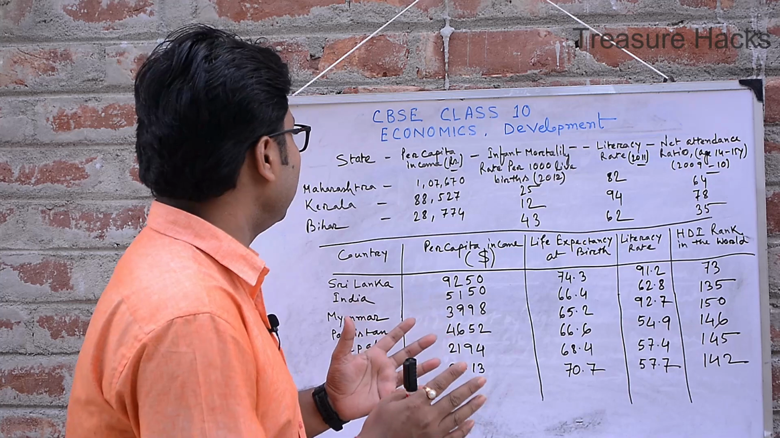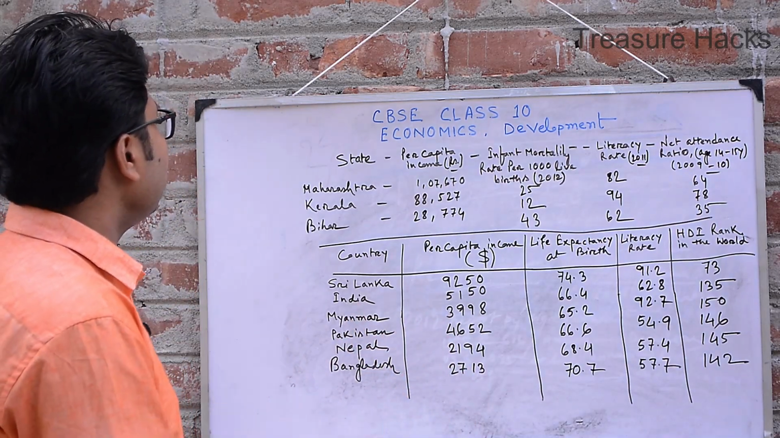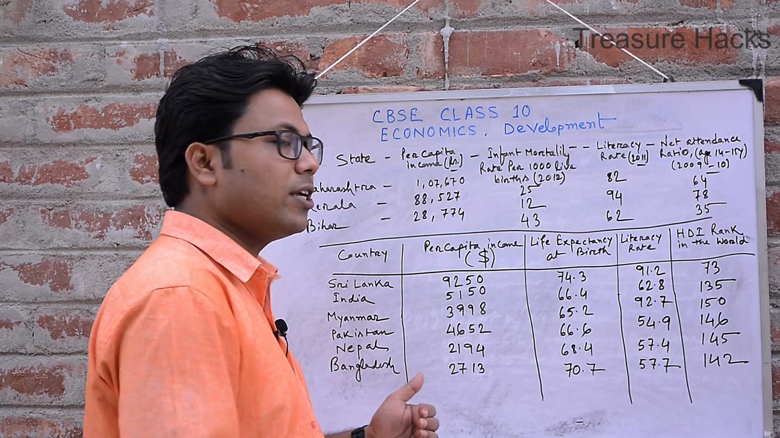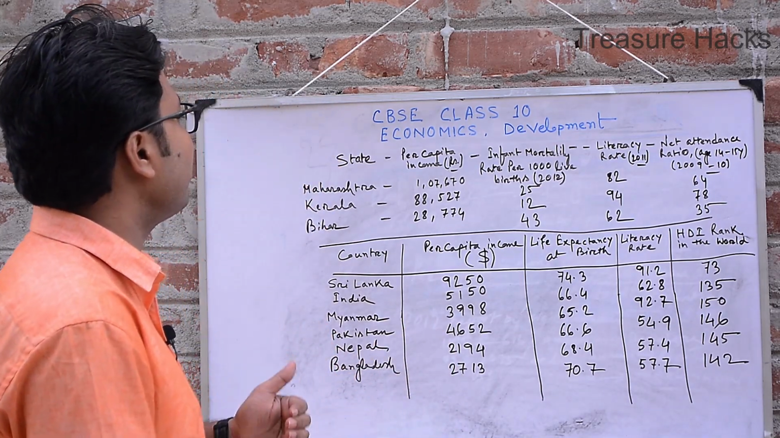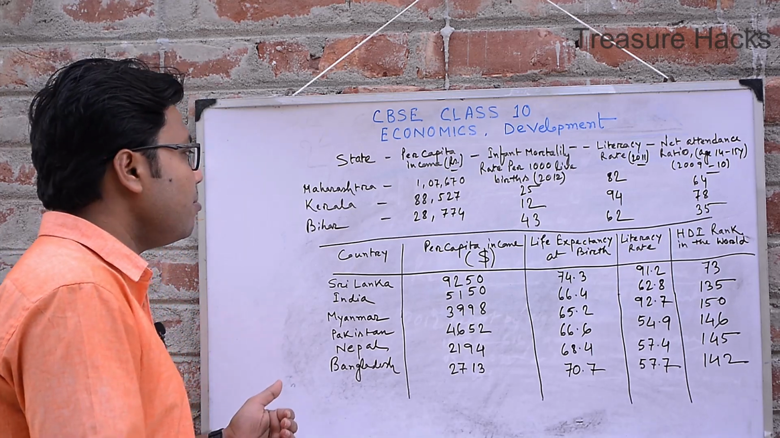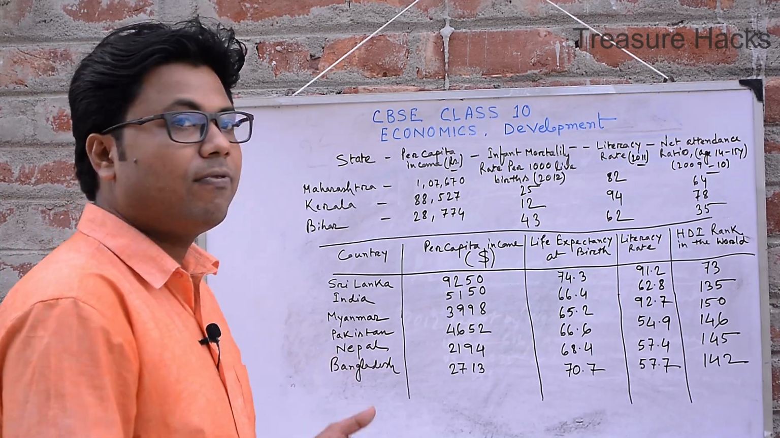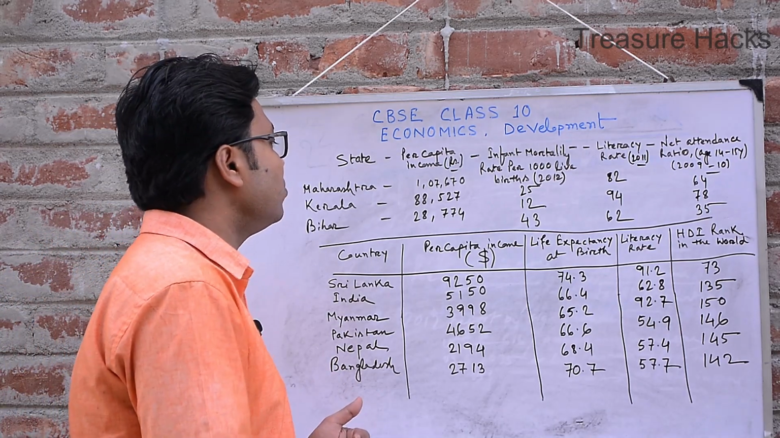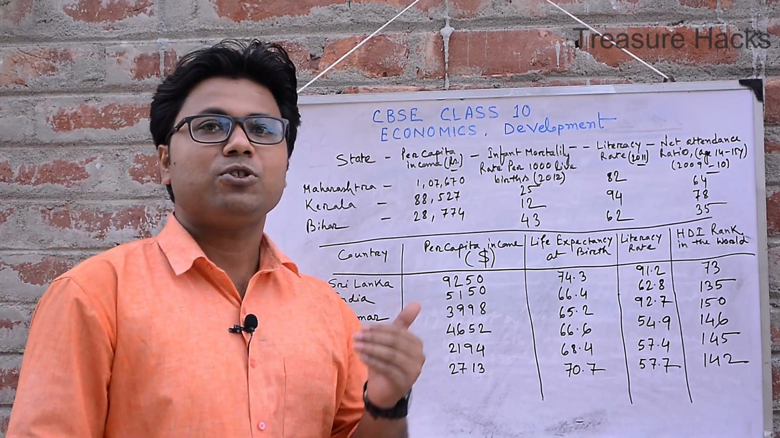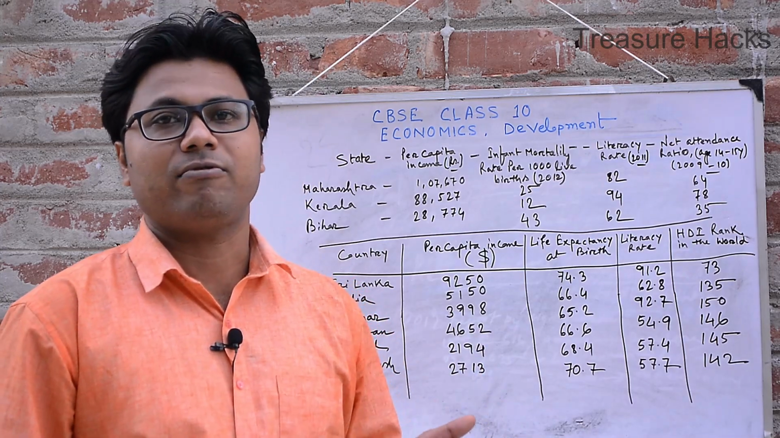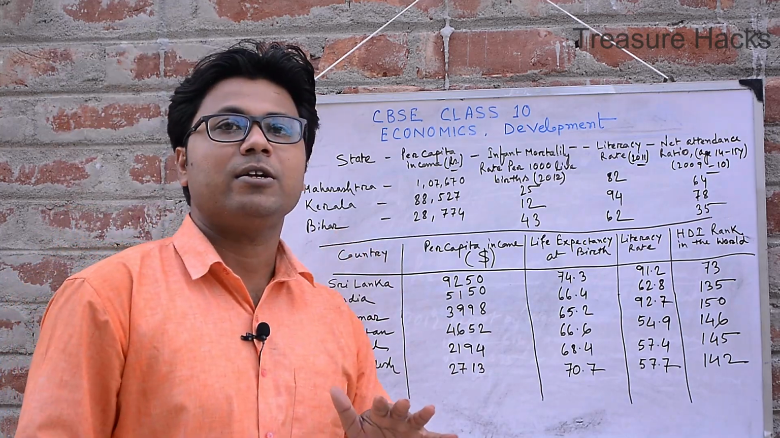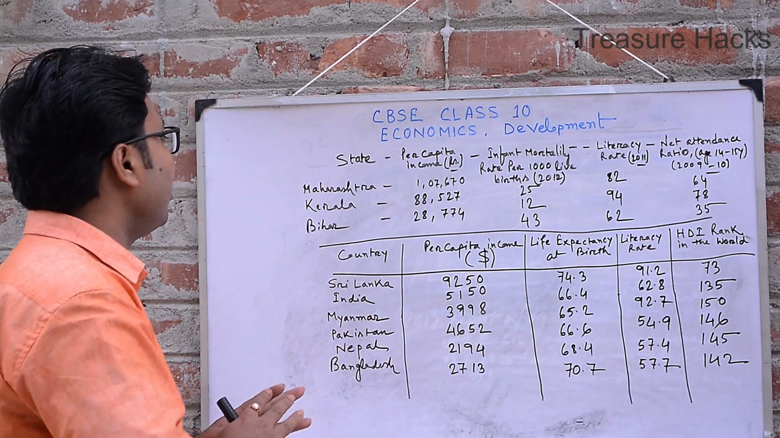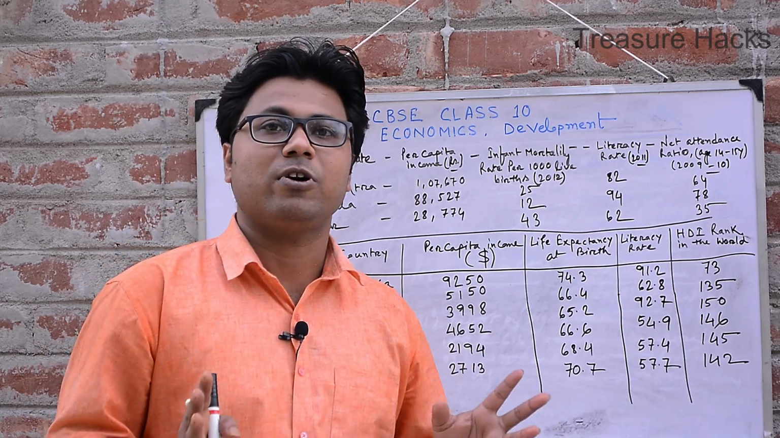Now we have data here. We have three states: Maharashtra, Kerala and Bihar. The per capita income of Maharashtra in a year is 1,07,670, whereas the per capita income of Kerala in a year is 88,527, and at the bottom is Bihar, whose per capita income is 28,774. So in terms of per capita income, Maharashtra is way above the other two states, and Bihar is way behind. If we determine the developmental status on the basis of per capita income, then we can very easily say that Maharashtra is the developed state.